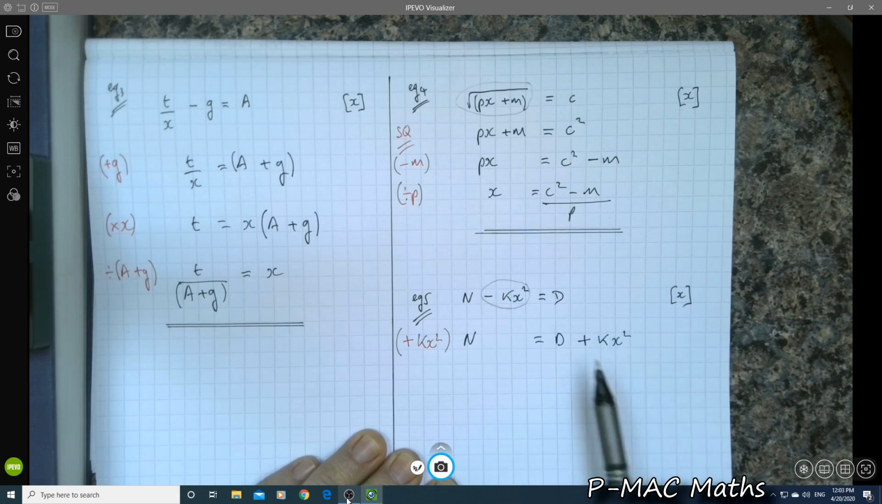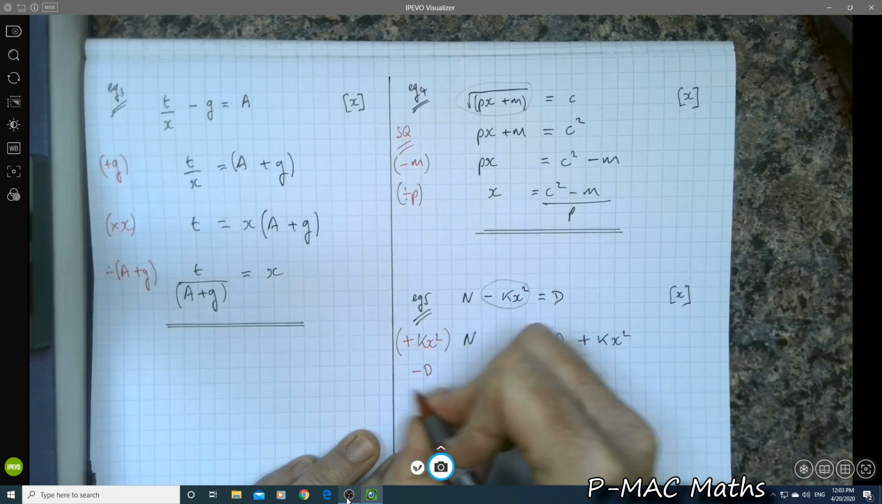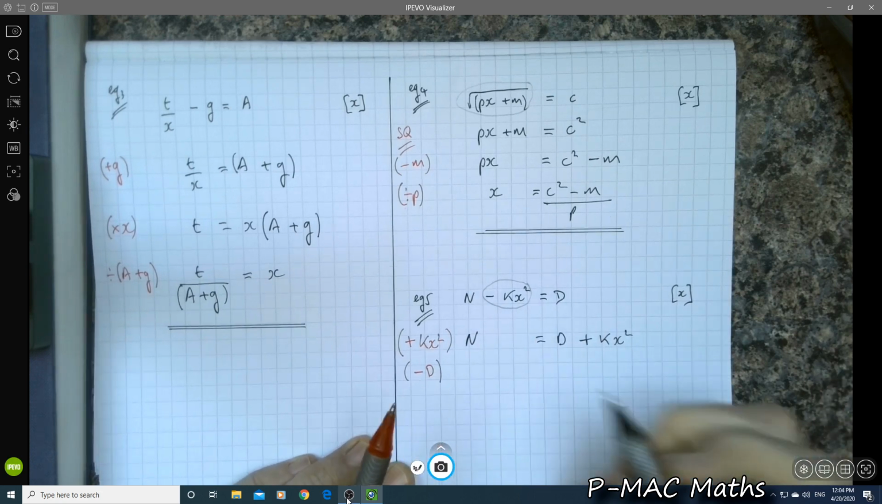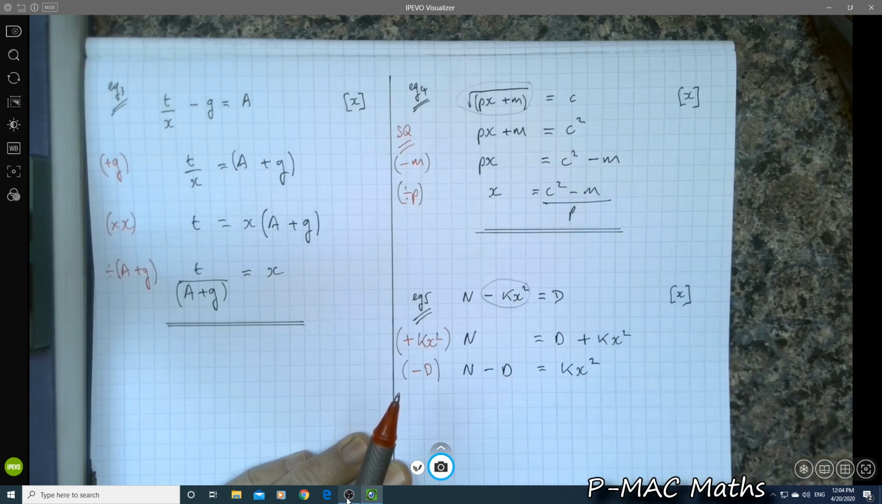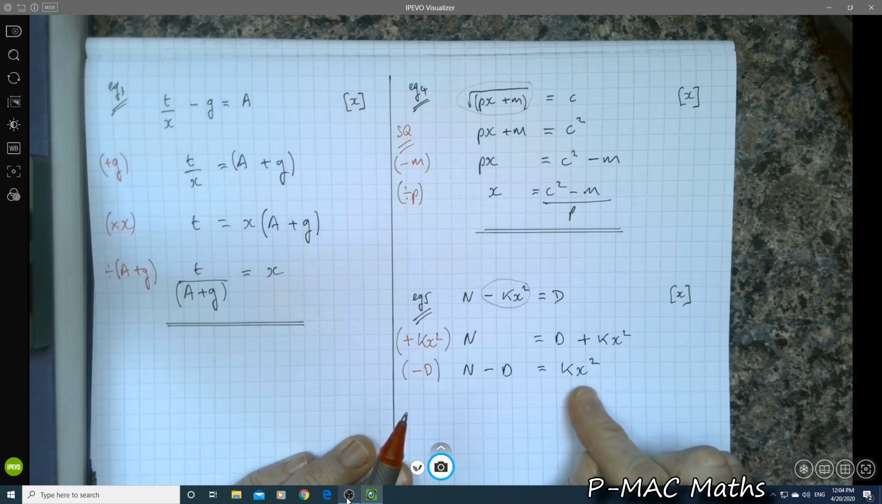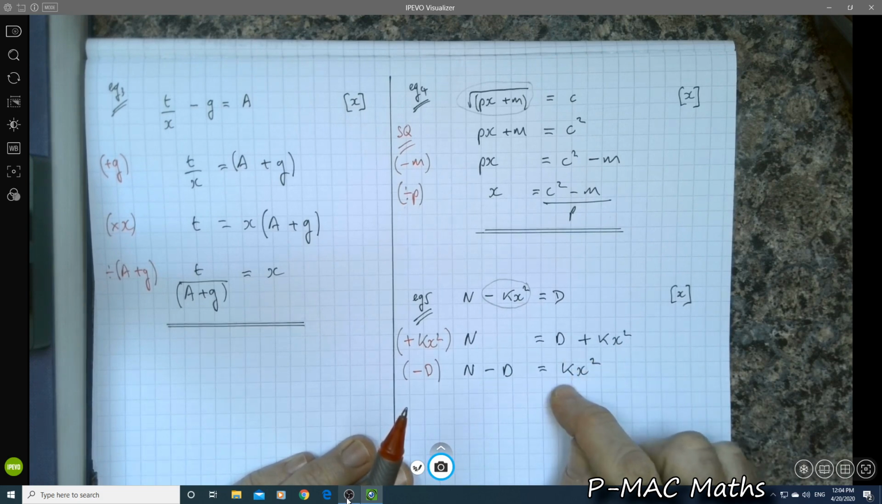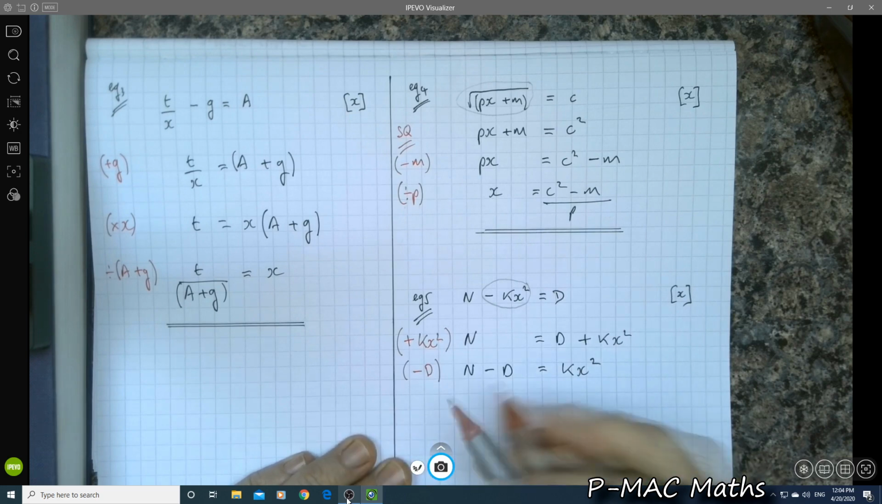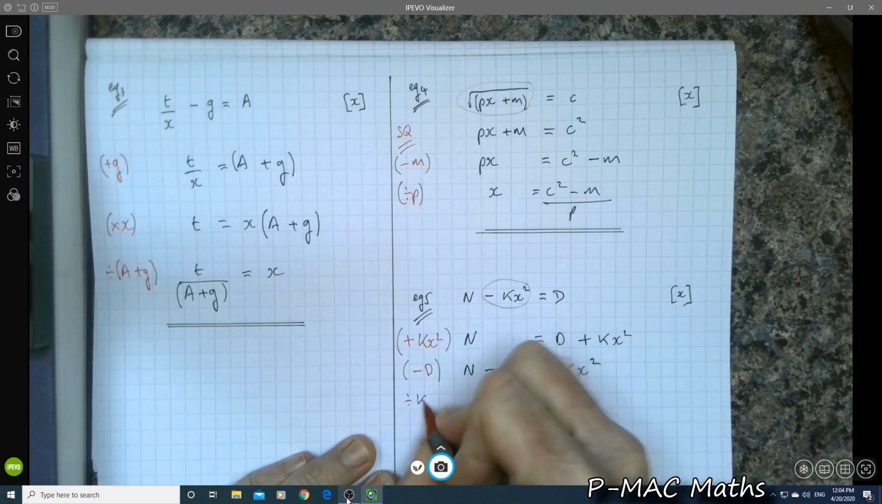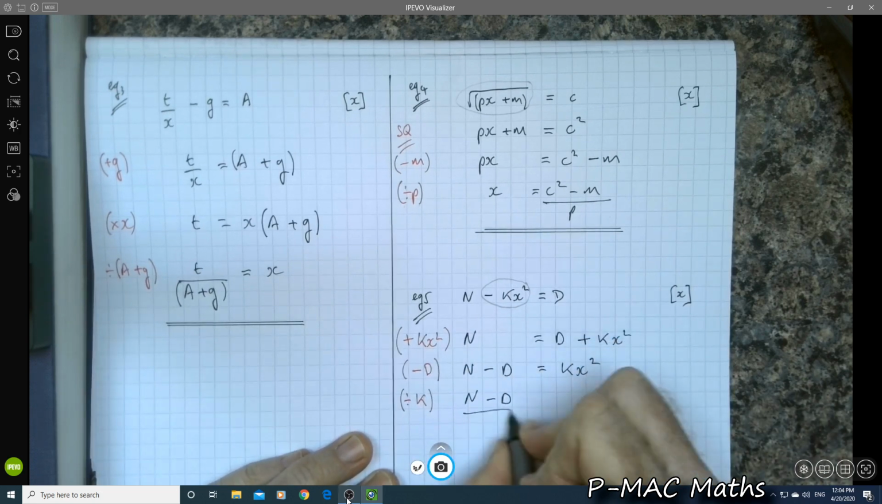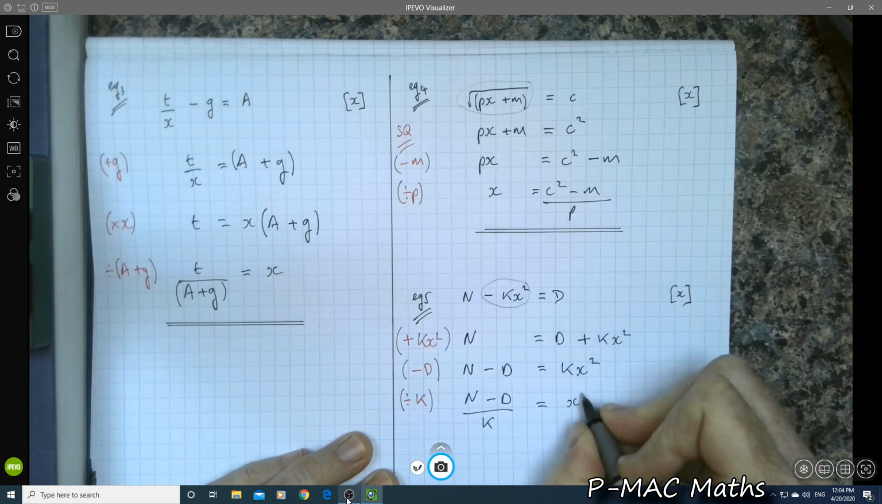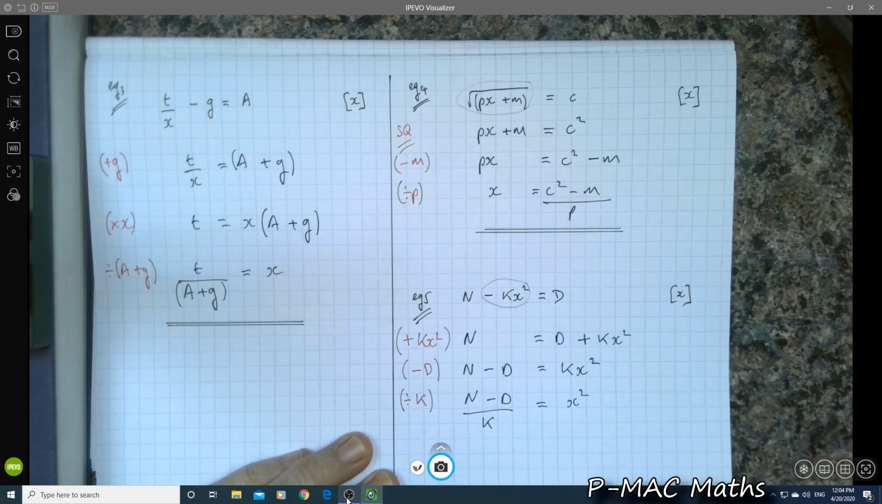Next step to get the x term on its own is deal with this d. So we're going to get rid of the d. Bye-bye. Subtract d from both sides. N minus d equals kx squared. Nearly done. Before I can get the x on its own and process the x squared, I've got to deal with the k first. I've got to deal with that coefficient. So I'm going to divide both sides by k. N minus d over k equals x squared. And then we're nearly there. One last step to go.